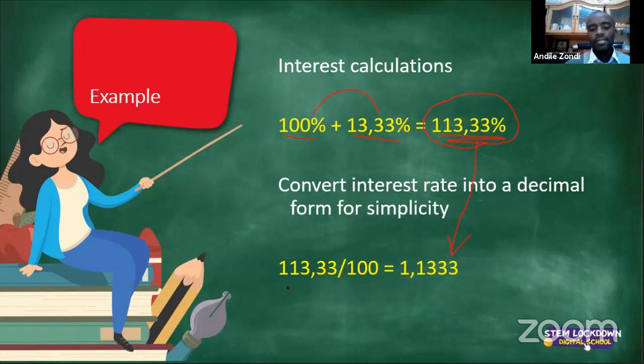So I'll convert my percentage into my decimal form. How will I do that? I would say my percentage amount divided by 100. Remember, the percentage has 2 zeros there. It is incorrect to take this number as is and divide by 100. You need to remove the percentage sign when you're dividing by 100. So our interest rate is 1.1333. Okay, we'll see just now how this relates to our calculations.